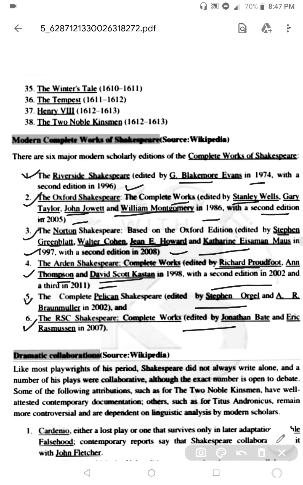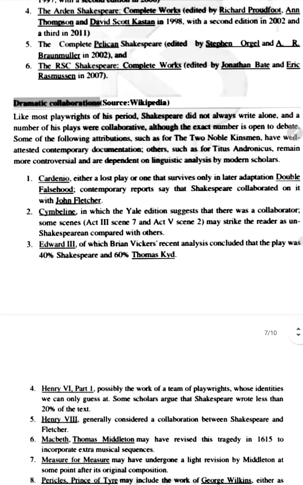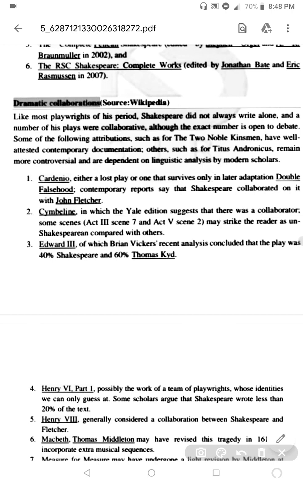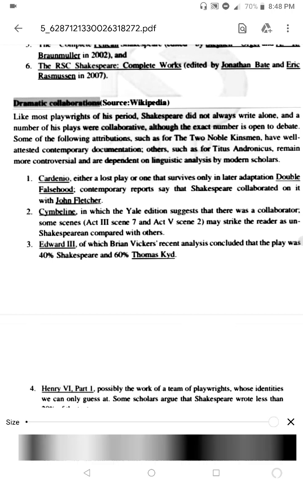Now the second topic is dramatic collaboration. It means William Shakespeare wrote so many works alone, and he collaborated with many other writers and published different types of his work, like dramatic collaboration with different writers. First, like most playwrights of his period, Shakespeare did not always write alone, and a number of his plays were collaborative, although the exact number is open to debate. It means it's not fixed how many works he wrote in collaboration.